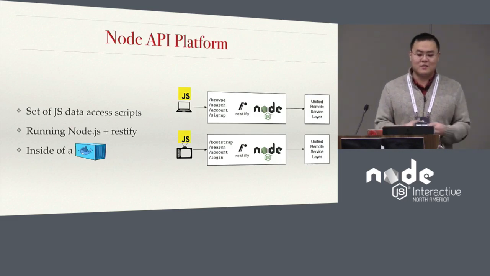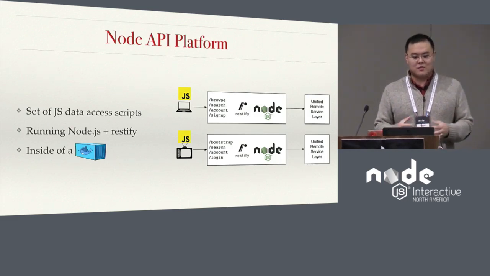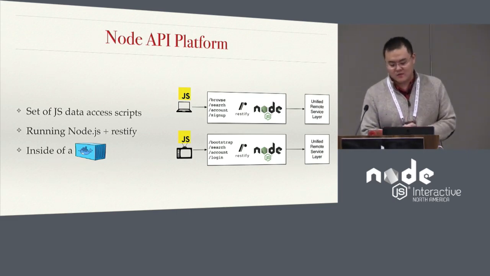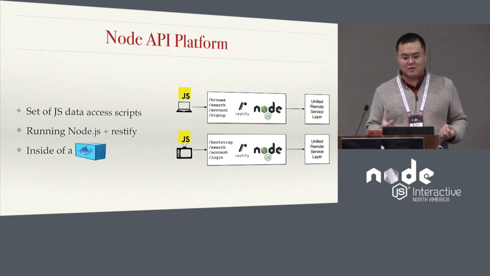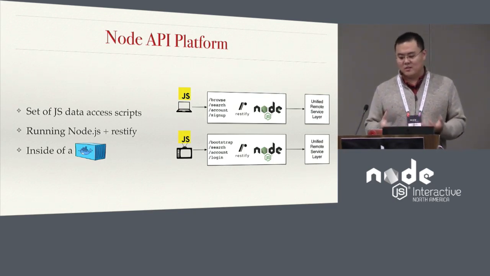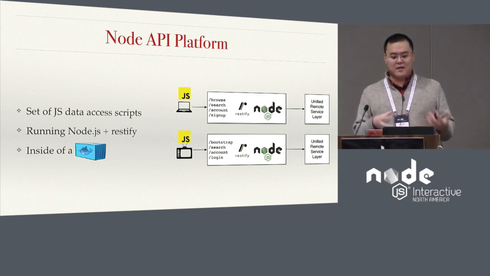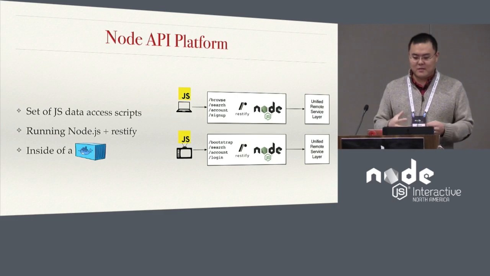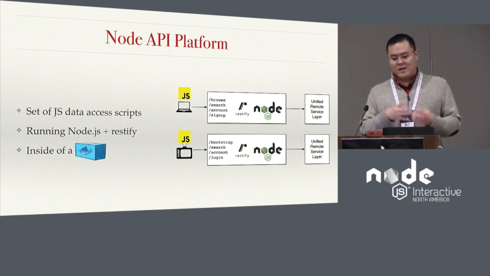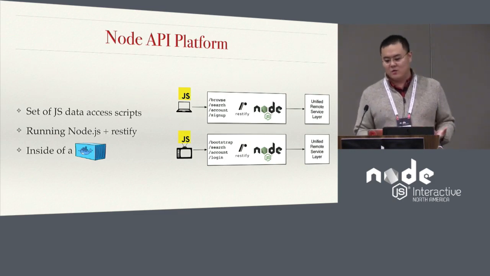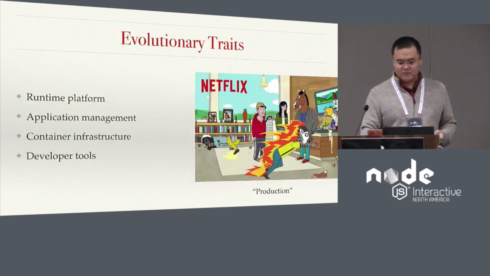So what is that, right? The Node API platform is literally a set of JavaScript data access scripts that's running Node, and the HTTP framework we use at Netflix is called restify, and it's all running inside of a Docker container. So if you remember those Groovy scripts that were being injected into the single monolith, now they're injected into their own isolated Docker containers, right? And that's really powerful because that means that we're getting that horizontal isolation and a bunch of the other goals that we talked about, and we'll walk through that in the next few slides.